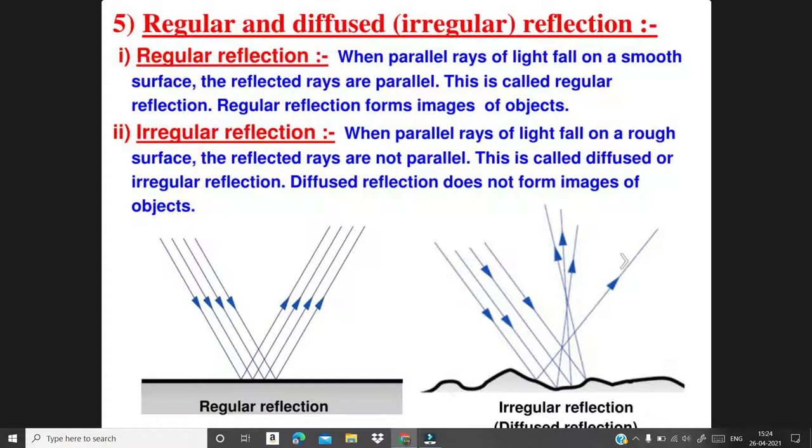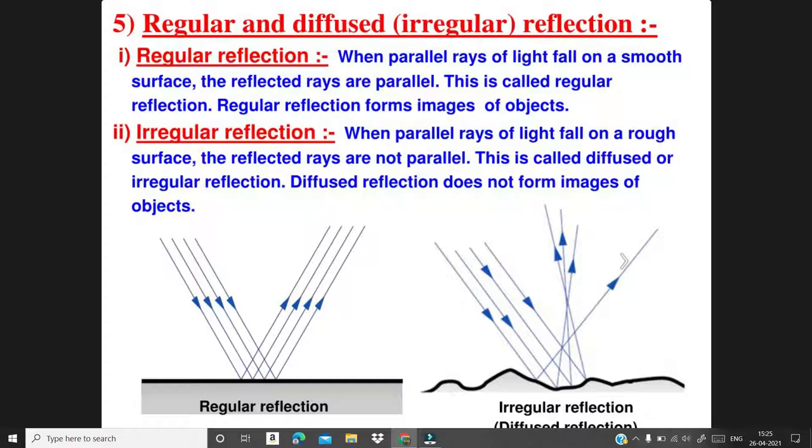So let us move to the next slide, that is regular and diffused, that is irregular reflection. Regular reflection is the reflection in which the rays are parallel to each other. When parallel rays of light fall on a smooth surface, the reflected rays are parallel. This is called regular reflection. Regular reflection forms images of objects. Irregular reflection.